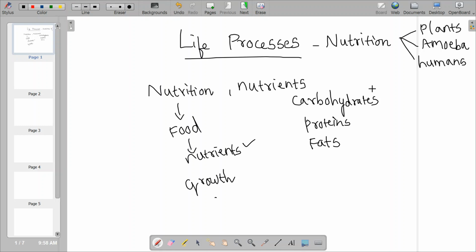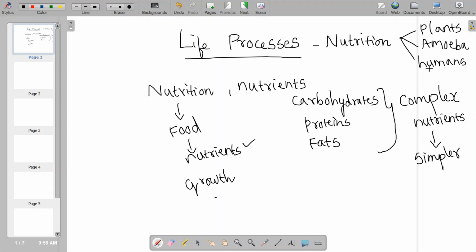Okay, now these nutrients are complex nutrients. Carbohydrates, proteins, fats are complex nutrients. Okay, so as they are complex nutrients, they have to be broken down into their simpler forms. Okay, that is what we are going to learn under the human digestive system.